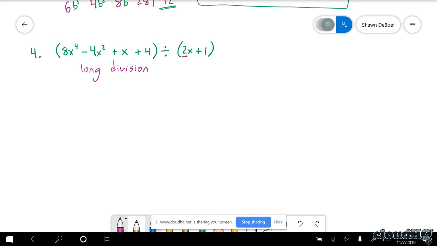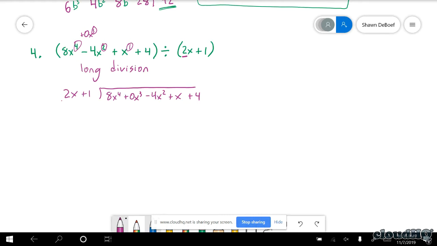And so we're dividing by 2x plus 1. 8x to the fourth. Watch your exponents. So it was a 4. Next, I would expect a 3. There is none. Notice it skips to 2. So think of it as 0x to the third there. After 3 comes 2. I do have that. It's a negative 4x squared. After that, I would expect x to the first, which I do have, so plus x. And then my constant, which I do have, is 4.